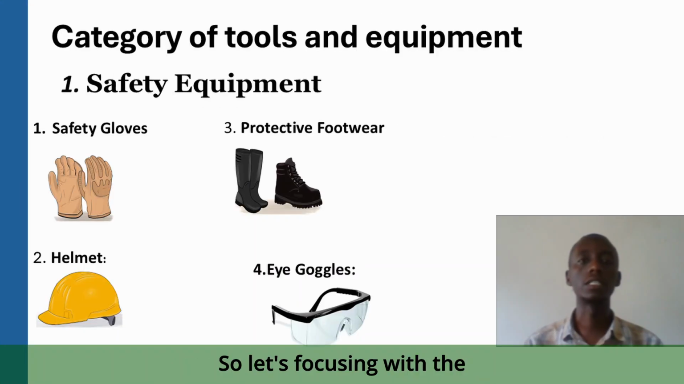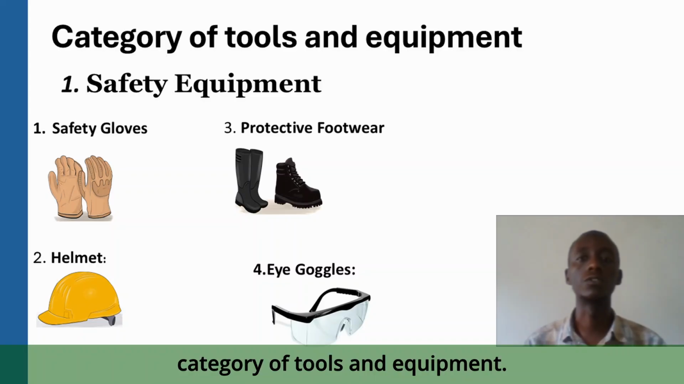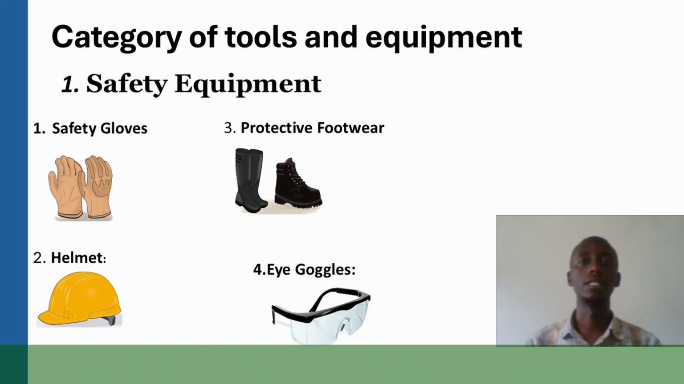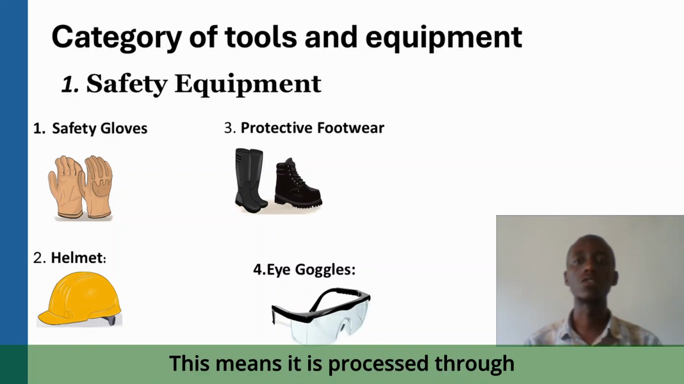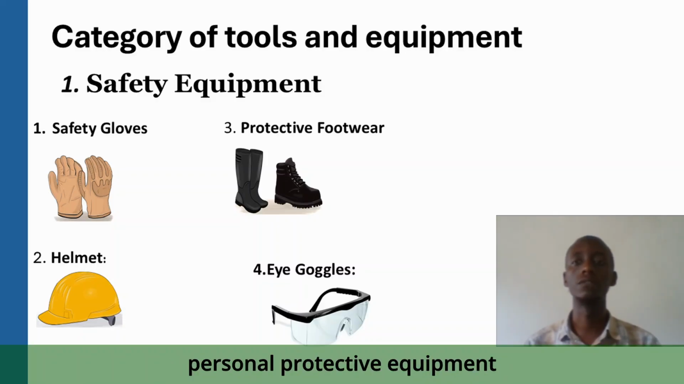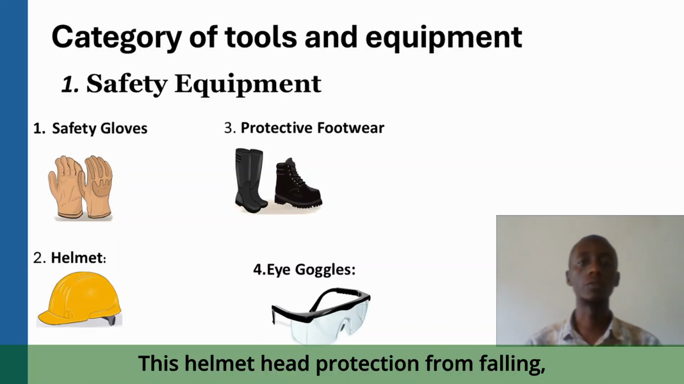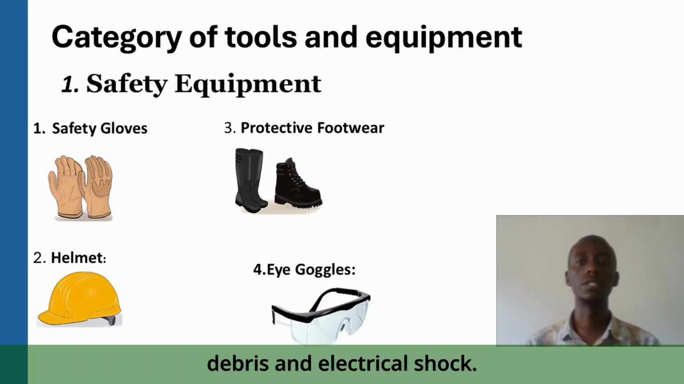So let's focus on the categories of tools and equipment. The first one is safety equipment. This means personal protective equipment required on the site. The first one is safety gloves, which protect hands from contamination and injury. The second is the helmet, which gives head protection from falling debris and electrical shock.